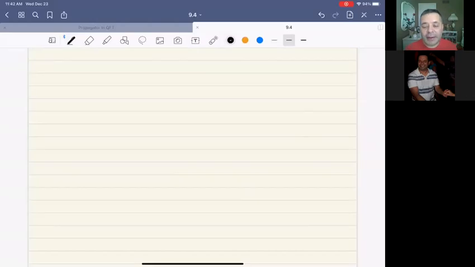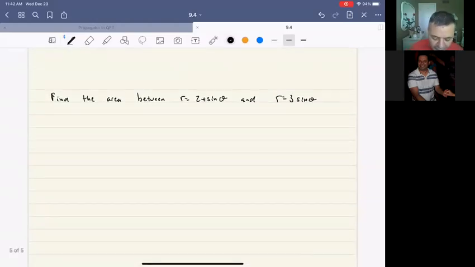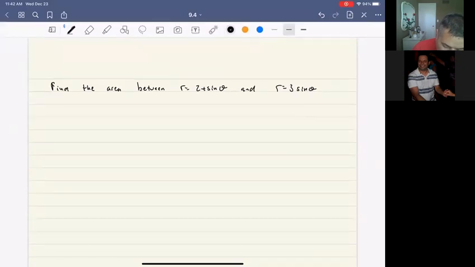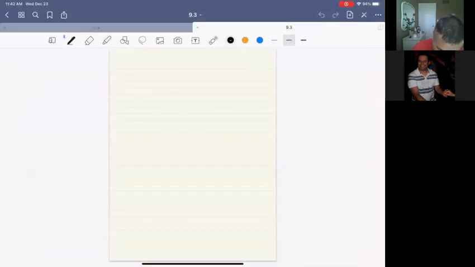Okay, welcome back. So we're going to do this problem. We're going to find the area between r equals 2 plus sine of theta and r equals 3 sine theta. You may or may not remember, but we did graph one of those yesterday.